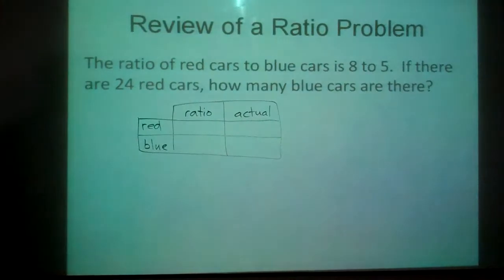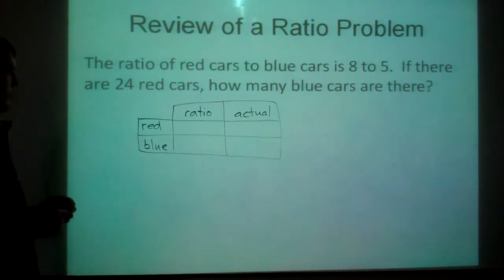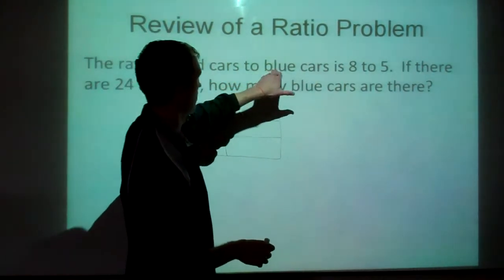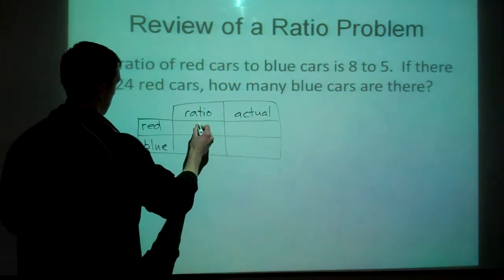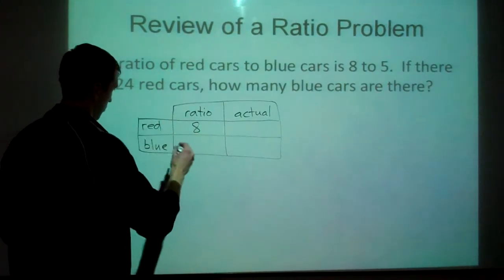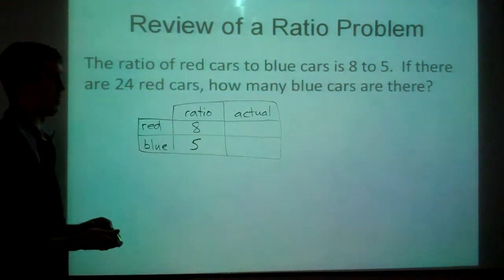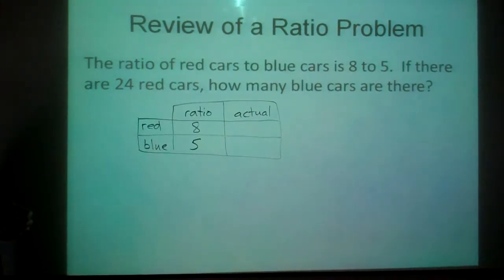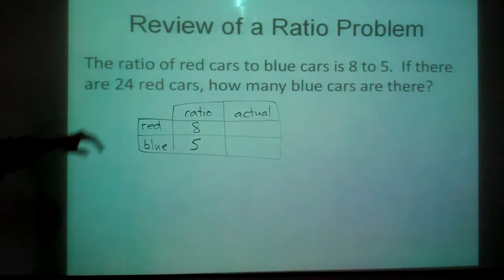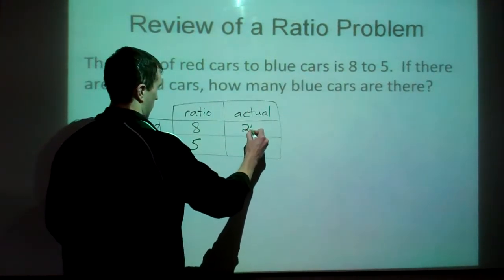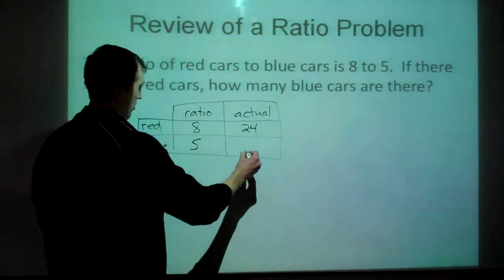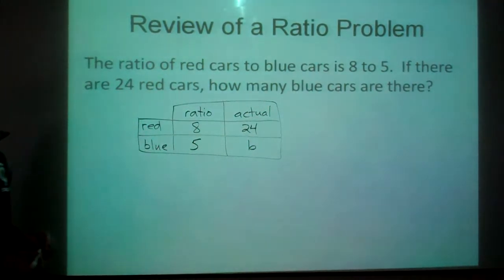And I like the ratio box because it sets things up very nicely, because now all we have to do is fill things in. So it says the ratio of red cars to blue cars is 8:5. So that's red to blue, which means 8 with the red, 5 with the blue, and that goes under our ratio column because that's the ratio. And we know that there are actually 24 red cars. So across from the red, under the actual. And what are we looking for? We're looking for how many blue cars there are.